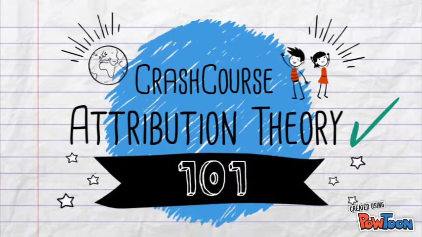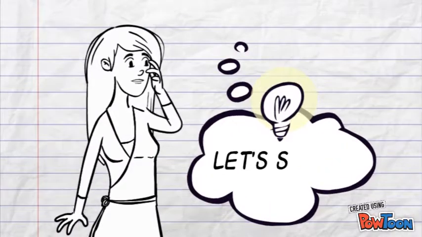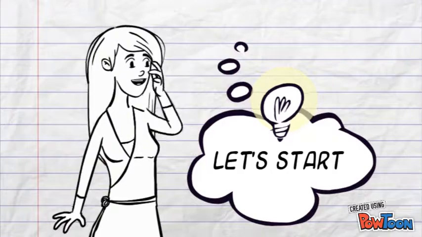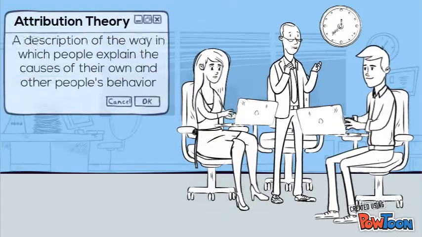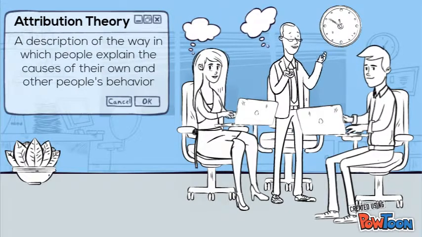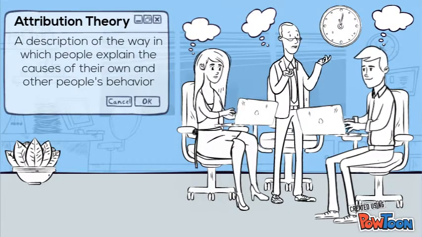Welcome to a crash course on attribution theory. You might be wondering, what is attribution theory? So let's start with the definition. Attribution theory: a description of the way in which people explain the cause of their own and other people's behavior.